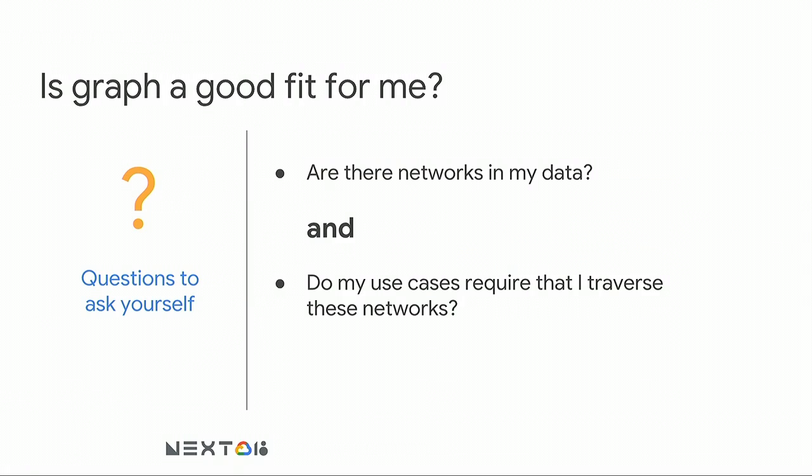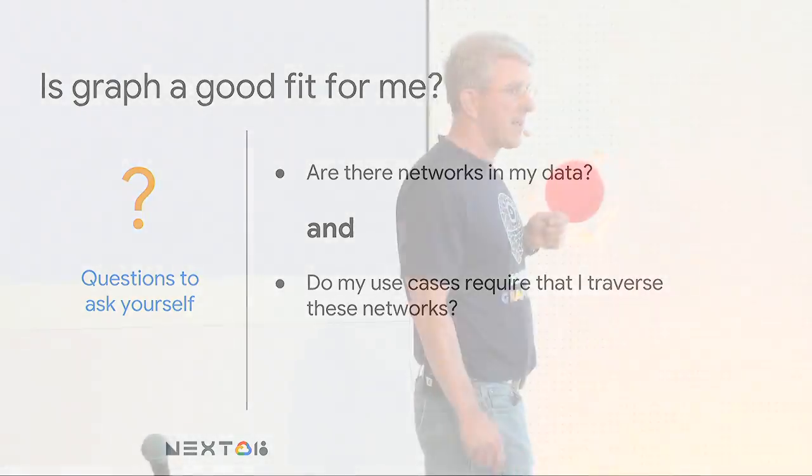When we work with clients all over the place, we try to pick the right use case and ask them, is the graph a good fit for this use case? So usually it consists of a couple different questions. Are there natural networks in my data? And do I have to traverse the graph in order to get the answers to the questions I'm asking? Oftentimes we work with clients and the answer to the first question is yes, and the answer to the second question is no.